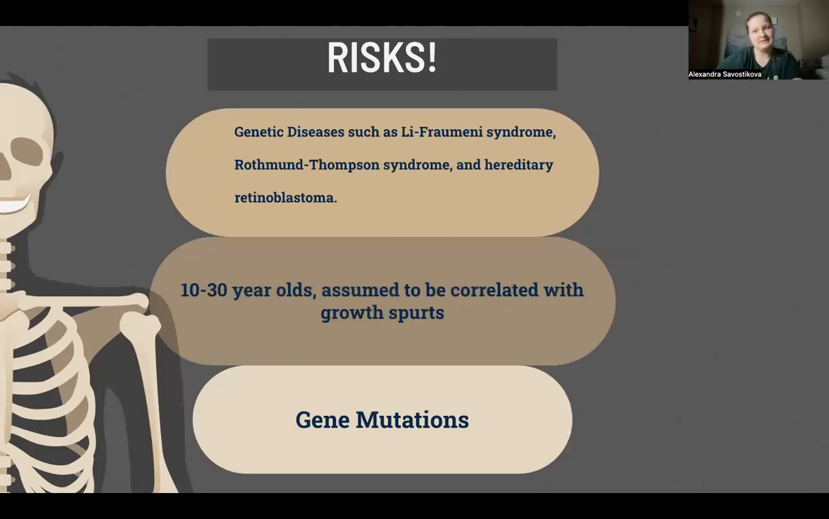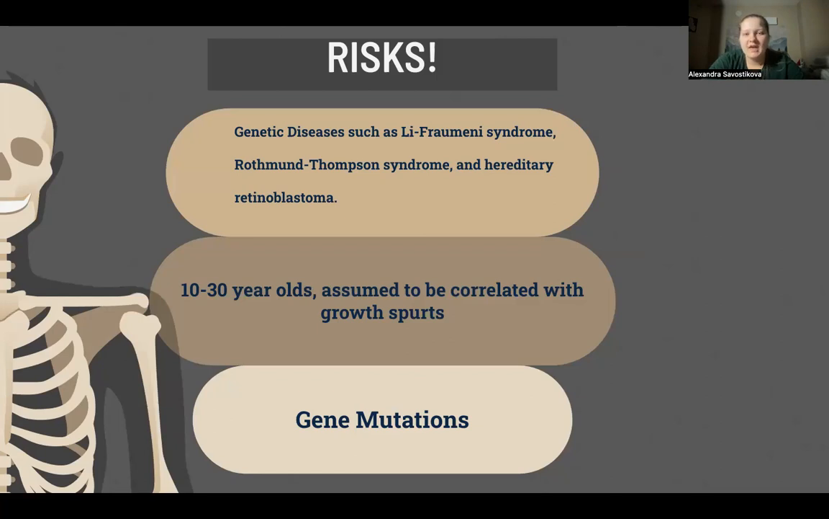Okay, so risks. Of course, similar to other cancers we've covered, genetic diseases such as Li-Fraumeni syndrome, Rothmund-Thomson syndrome, and hereditary retinoblastoma, RB. These are genetic mutations that are found in patients. And of course, with mutations comes a higher risk to have any cancer, really, but that has been a commonality found in a few of these patients.